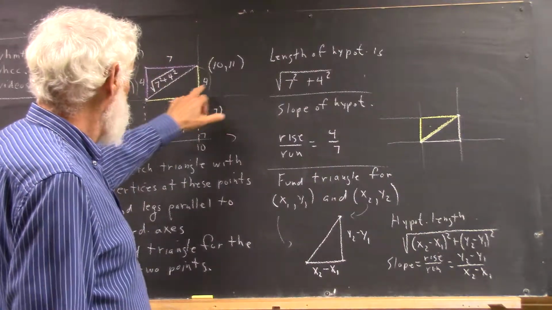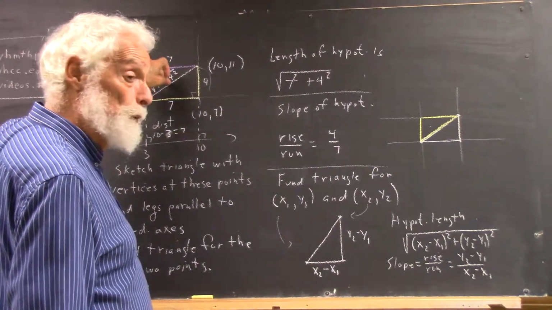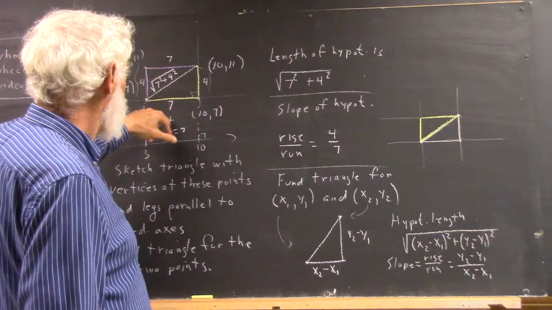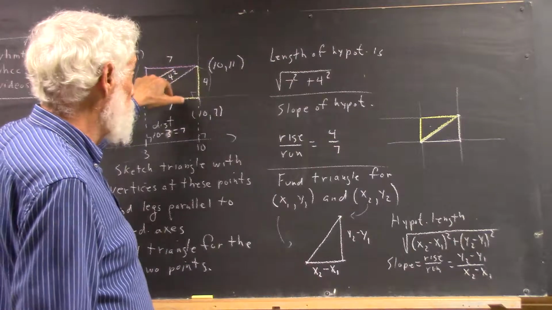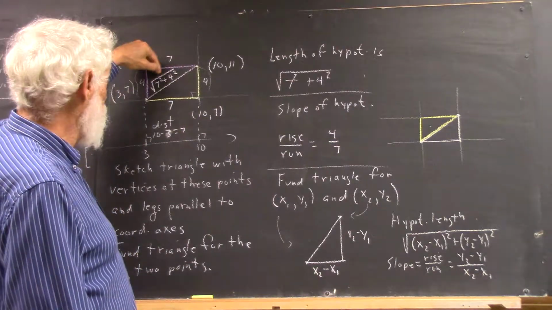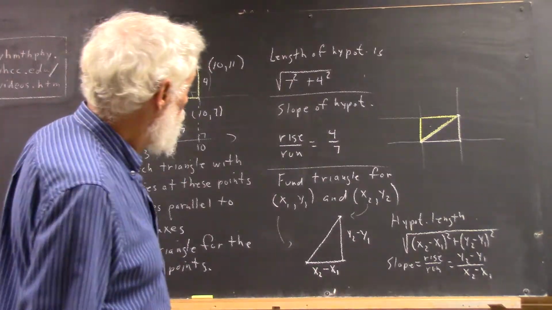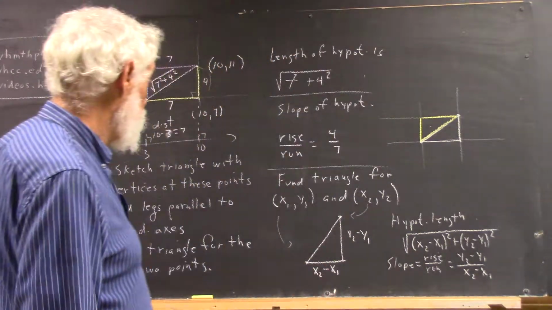This squared plus this squared equals this squared. So the square root of this squared plus this squared will equal this. This is the square root of 7 squared plus 4 squared. That's the length of the hypotenuse.